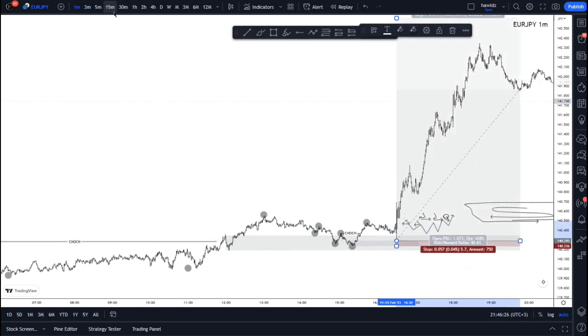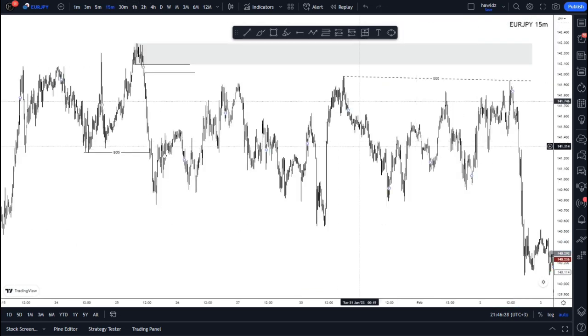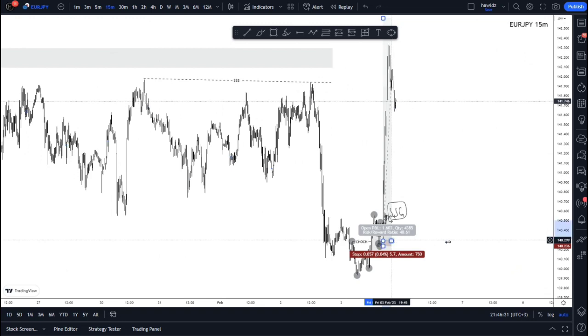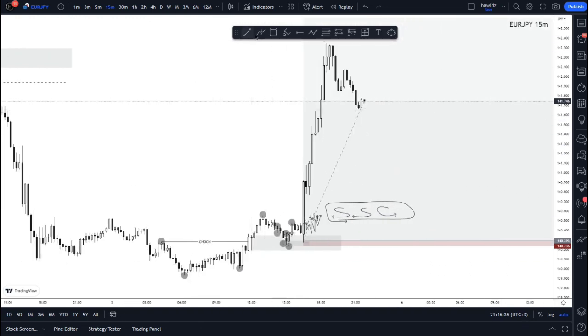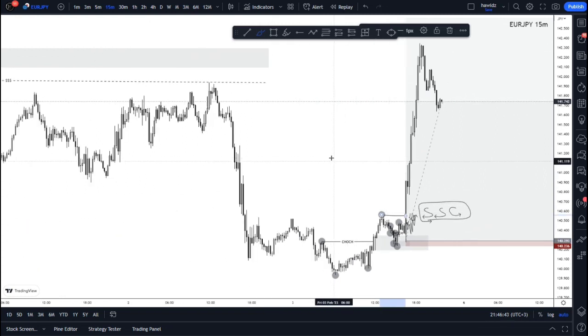So let's just extend it like that and then go back to the 15-minute time frame. At the higher time frame high, which is basically this high right here. So this should be our take profit target number one.